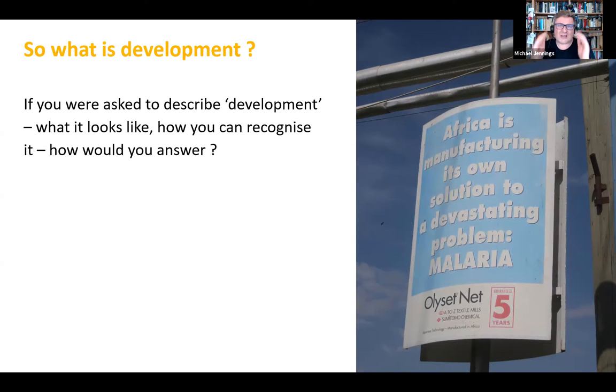As an example, you can all see I'm wearing glasses, one of the oldest forms of technology there is. The glasses perhaps are not the end point of development, it's what you can do when you wear them. So there are lots of projects, for example, that give spectacles to people who can't see, and they can be transformative in their effects.